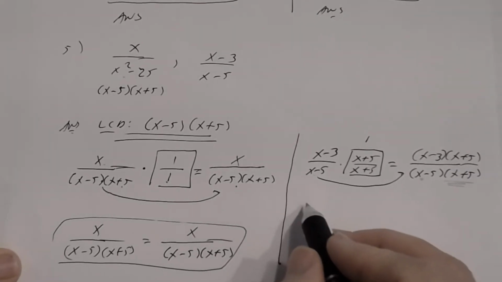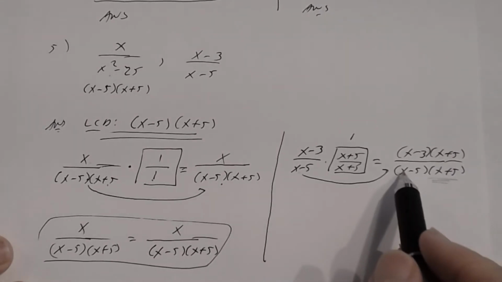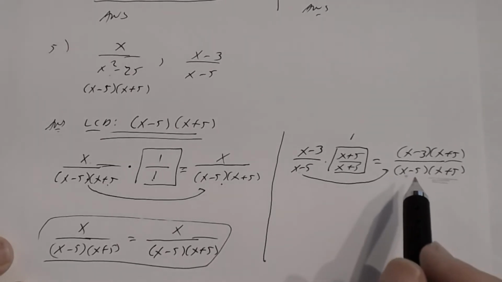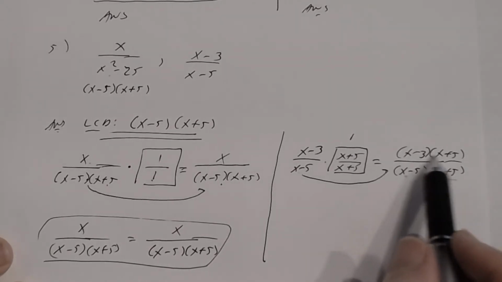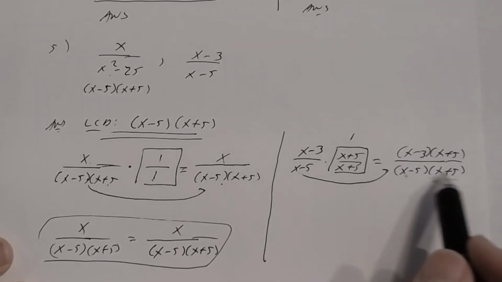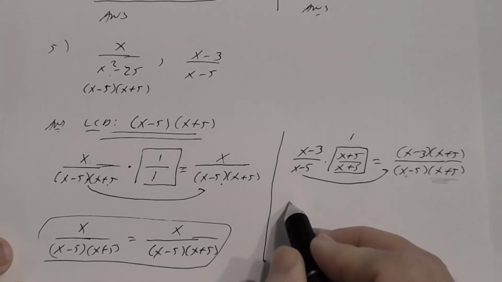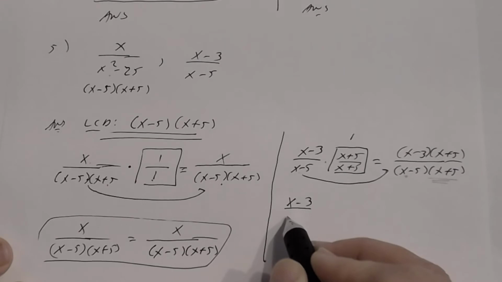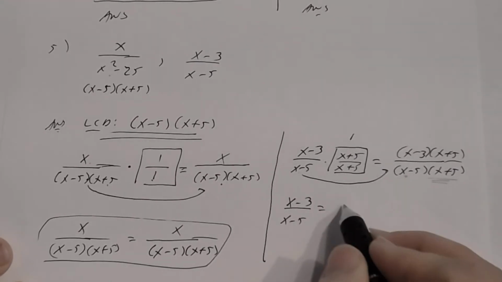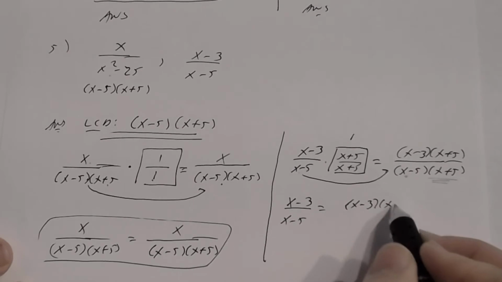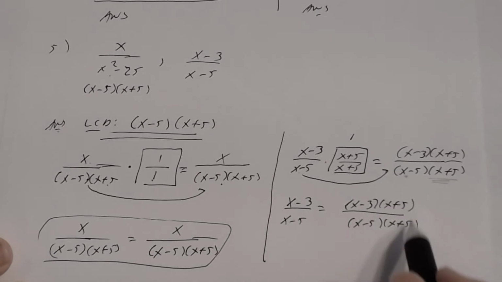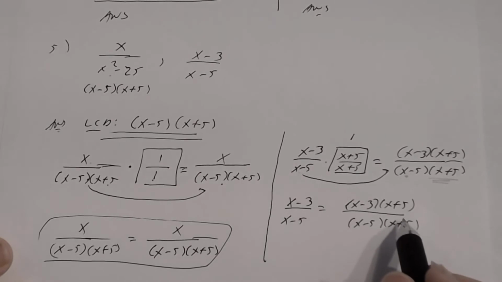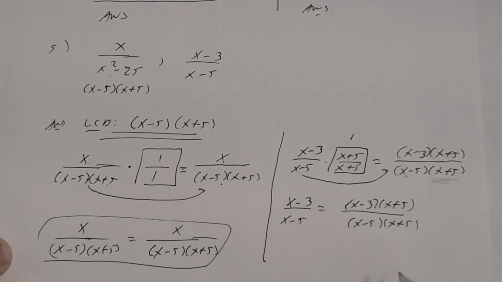So your answer. And again, just like we talked about before, at some point when adding and subtracting these in the next lesson, we may need to multiply the numerator out, but always leave the denominator factored. So basically what I want you to notice is that x minus 3 divided by x minus 5 is equivalent to x minus 3 times x plus 5 divided by x minus 5 times x plus 5. And we know that's true because if you simplify this, you get this back, because the x plus 5 is divided out and you're left with x minus 3 divided by x minus 5.